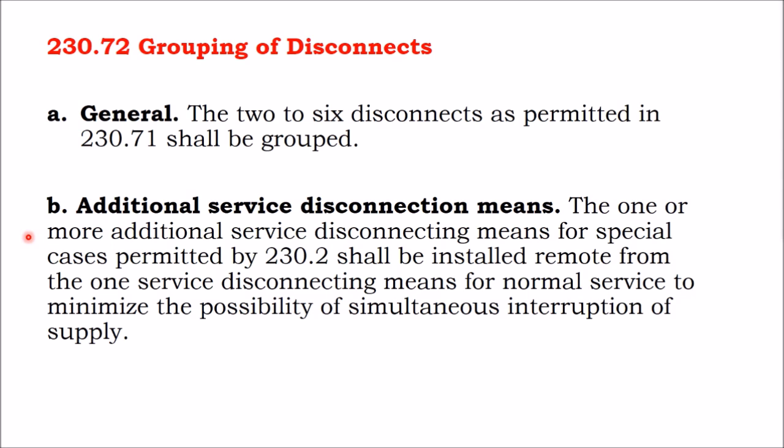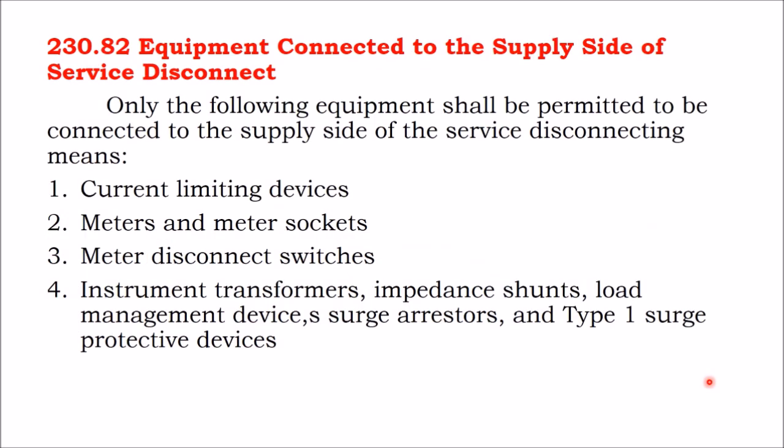If you have a standby power system that's supposed to kick on when the power goes out, those disconnects need to be in a different location than your main service disconnect. And you should have a directory which directs the firemen to that location in case they need to be turned off. Equipment connected to the supply side of the service disconnect.